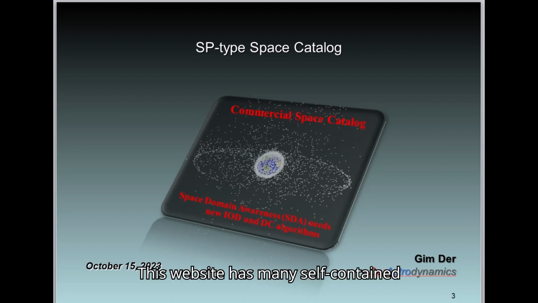This website has many self-contained videos for catalog building. If you are familiar with any of the topics, you may skip to other videos of interest. This video presents the second of the three preliminary topics, a proposed SP-type space catalog for rapid commercial space catalog building, in addition to the existing U.S. Air Force, U.S. Space Force, TLE, and SP space catalogs. Rapid space catalog building is the key to space domain awareness, SDA.